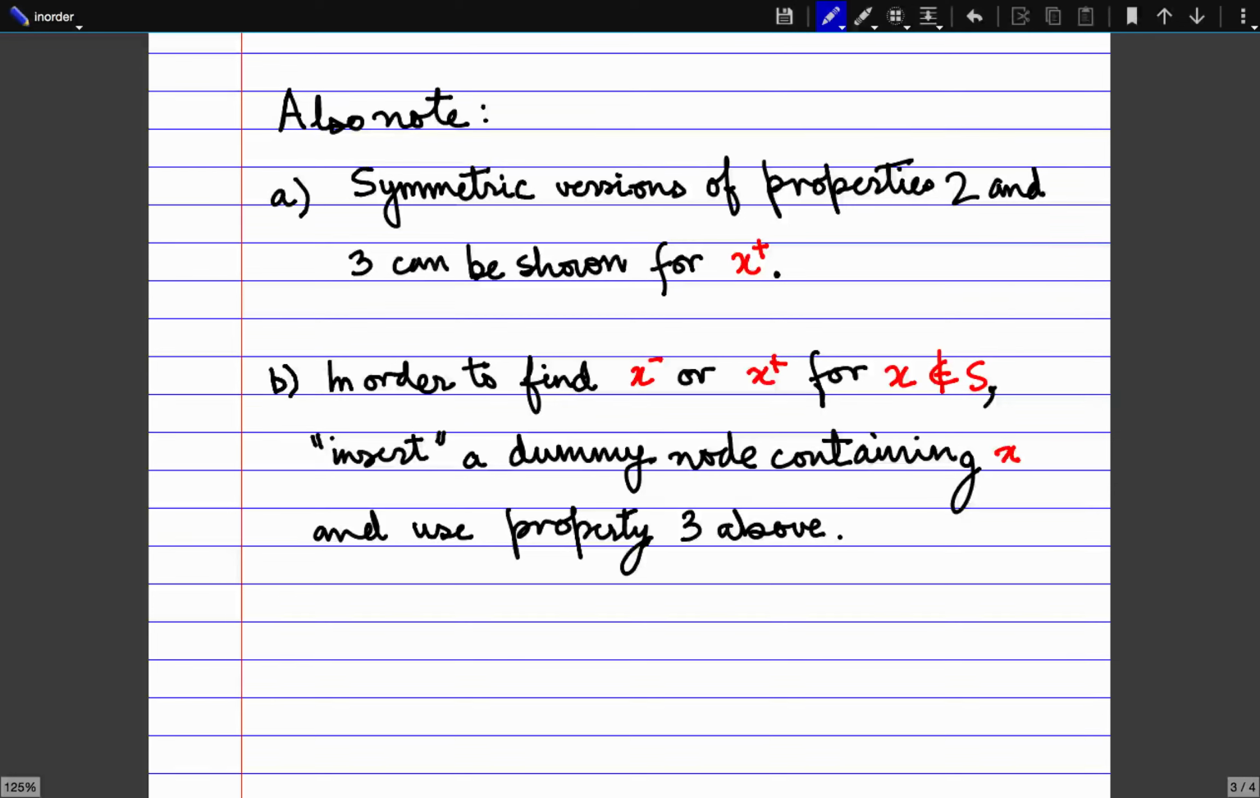Another point to note is that suppose we want to find x minus or x plus for x which are not in S. One way of doing it is to insert, or fake insert, a dummy node containing x and use property 3 above. Why property 3 and why not property 2? Because whenever we insert any node, whether it's dummy or not, that insertion will happen at leaf level, and so there will be no left subtree or right subtree of the node whose in order predecessor and in order successor we are looking to find.